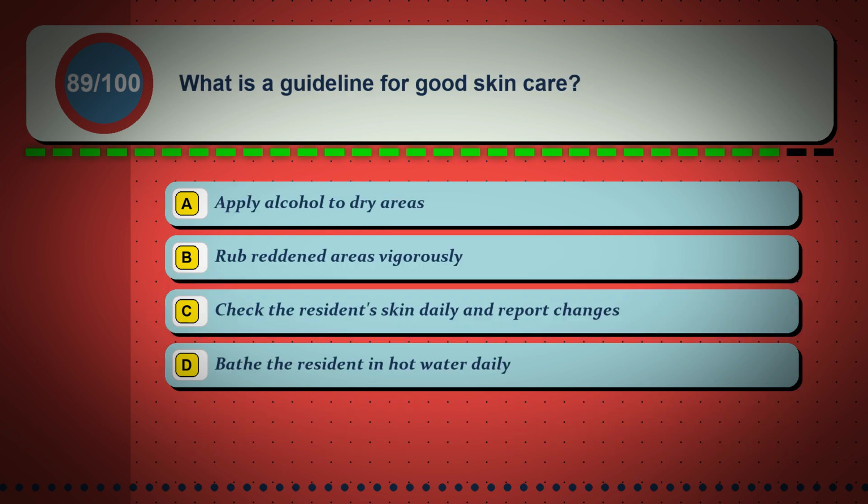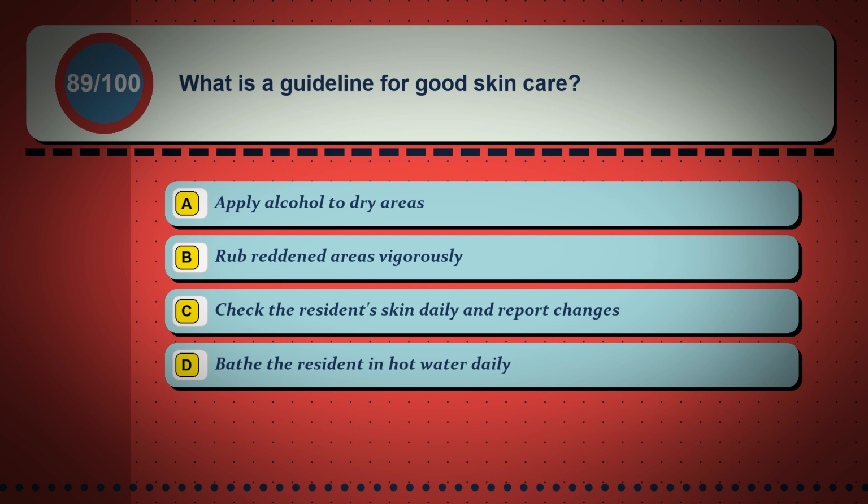Question 89. What is a guideline for good skin care? Option A, apply alcohol to dry areas. Option B, rub reddened areas vigorously. Option C, check the resident's skin daily and report changes. Option D, bathe the resident in hot water daily.